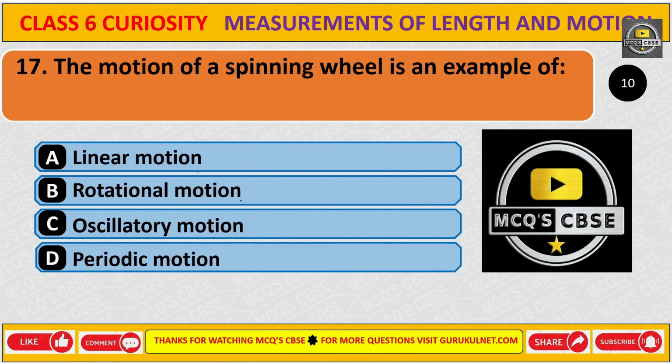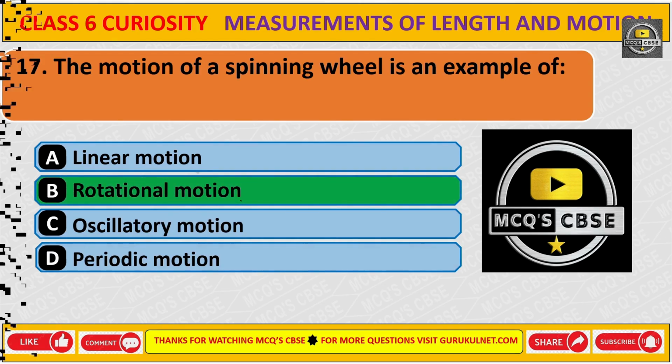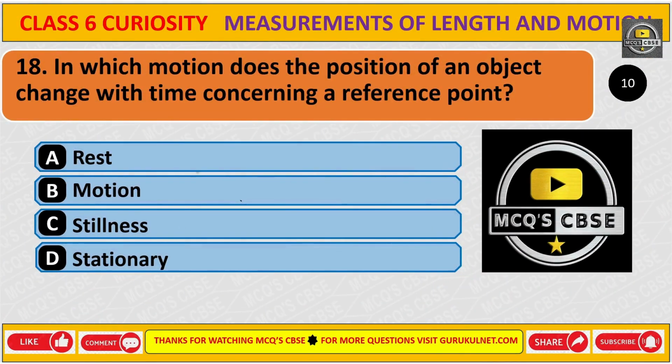The motion of a spinning wheel is an example of? Correct answer is B, rotational motion. In which motion does the position of an object change with time concerning a reference point? And the correct answer is B, motion.